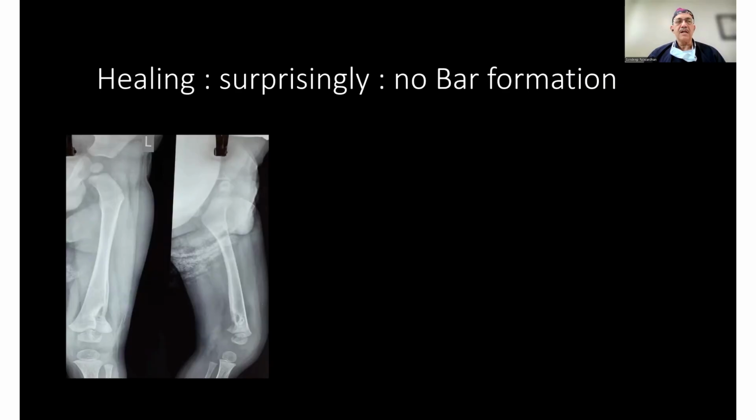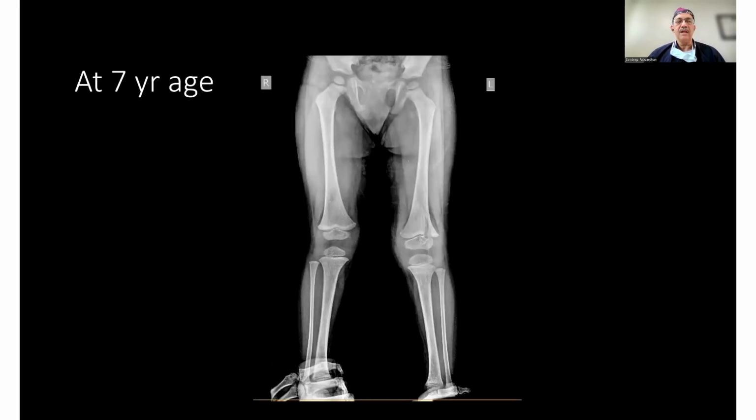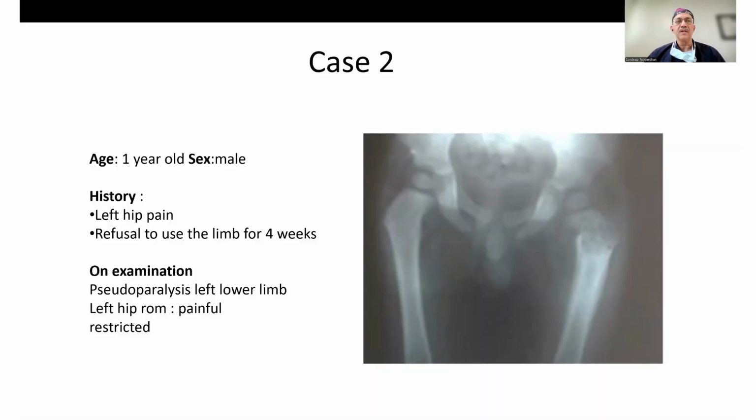Antitubercular treatment was started, and over a period of time, it healed uneventfully. And to our surprise, at 7 years of age, though you see a small streak there, there was no bar formation or any growth deviation.